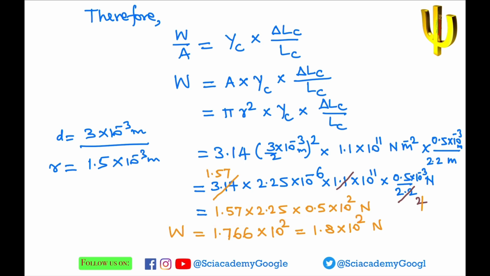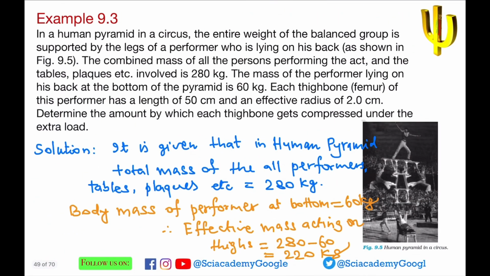This is just numerical, and we get the value of W, the applied load, equal to 1.76766 into 10 to the power 2 Newton, that is equal to 1.8 into 10 to the power 2 Newton. So this is the applied load on the two wires connected end to end, right?